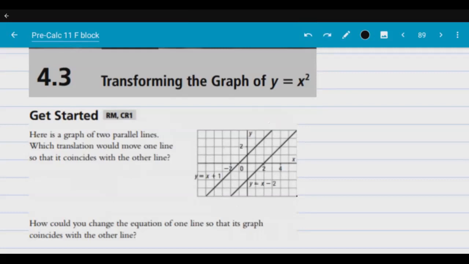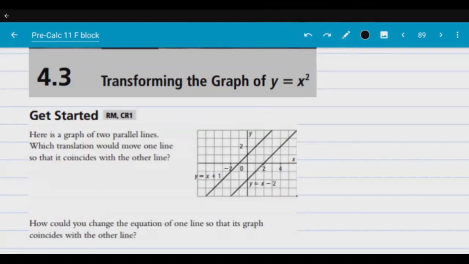So if you look at this one here, you could translate it by moving it up or down for now. If we move this up, it would not hit this line, so we have to move it down. So how many units do we need to move this down to coincide with the other one? Well, if we choose one point here, we need to move it down so that it will hit this point. How many units? 1, 2, 3.